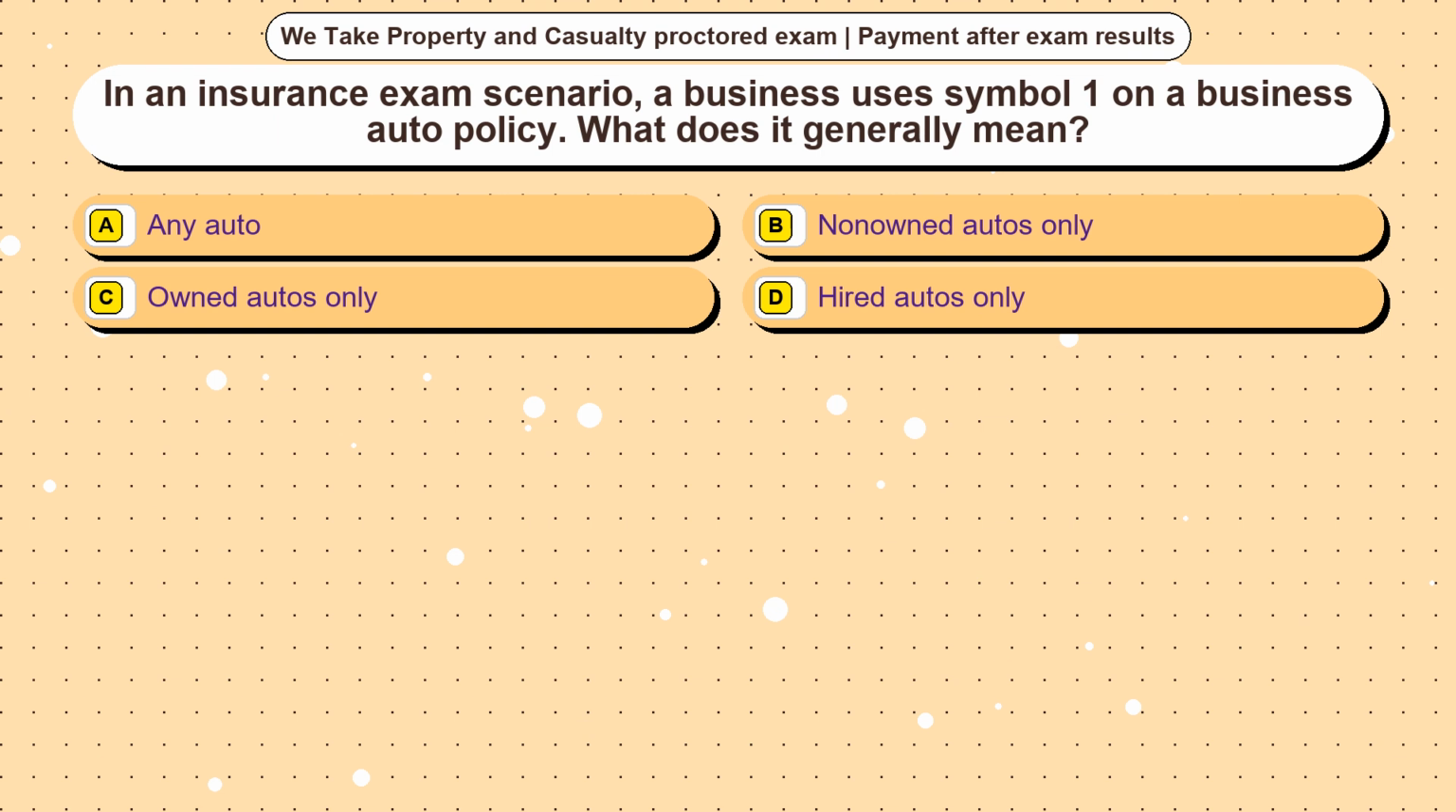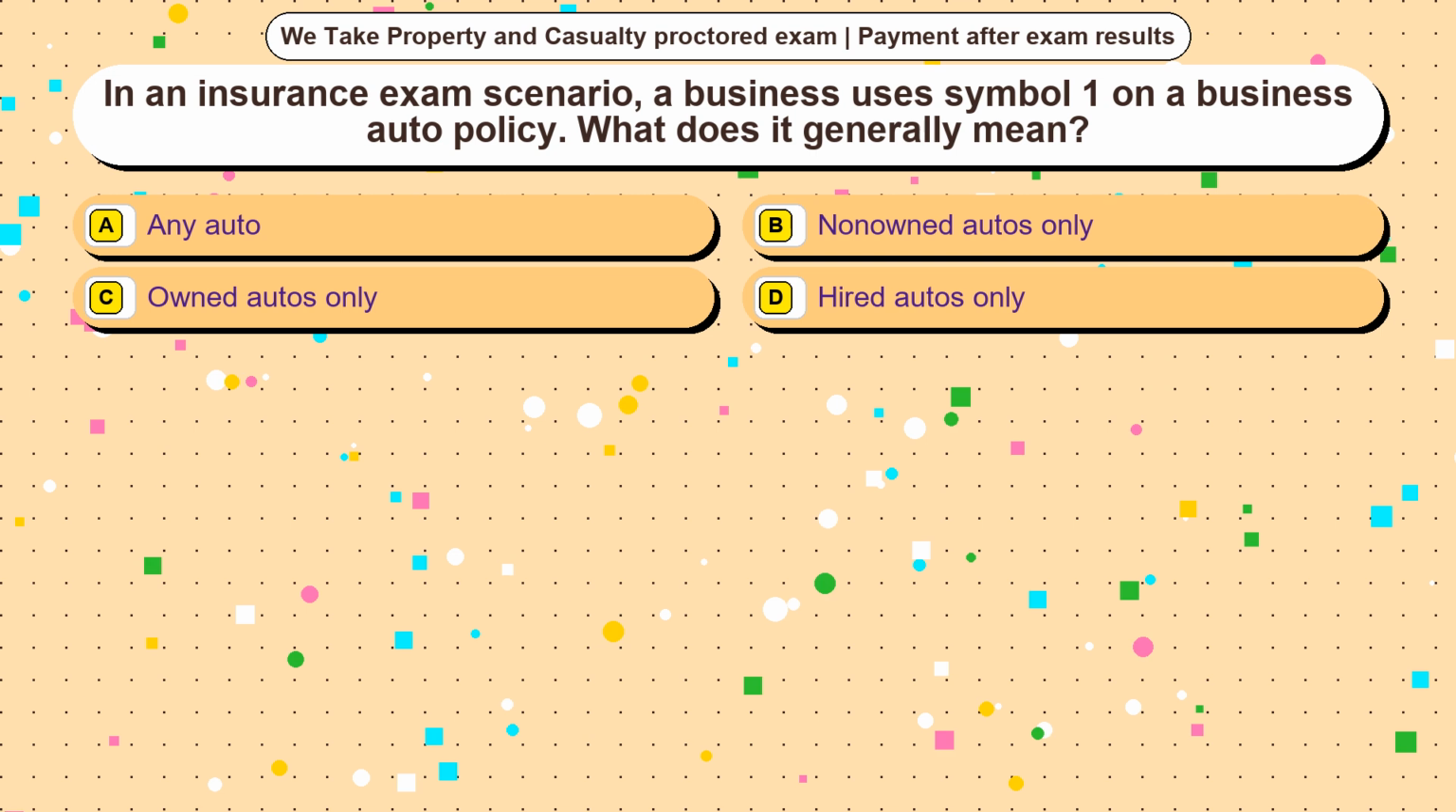Question 7. In an insurance exam scenario, a business uses symbol 1 on a business auto policy. What does it generally mean? Option A. Any auto. Option B. Non-owned autos only. Option C. Owned autos only. Option D. Hired autos only. The correct answer is option.